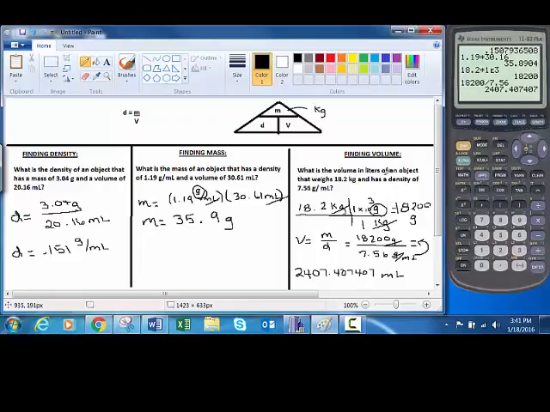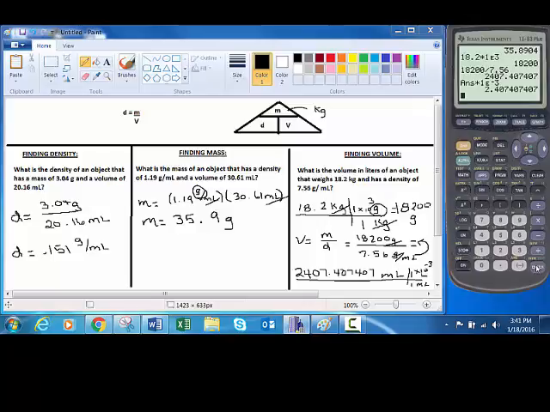Our question is asking us for volume in liters. So we could set up another conversion table and say 1 milliliter, 1 times 10 to the negative 3 liters are in 1 milliliter. So we can multiply this number times 1 EE to the negative 3, and our final answer would be 2.41 liters. So this would be our final answer.